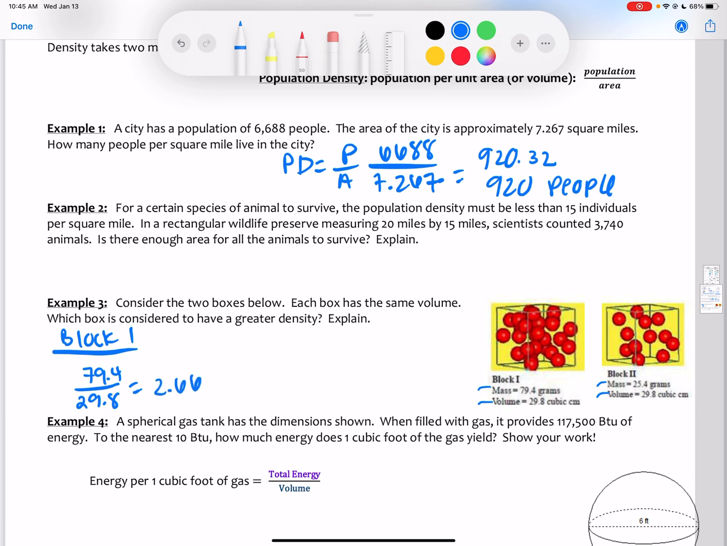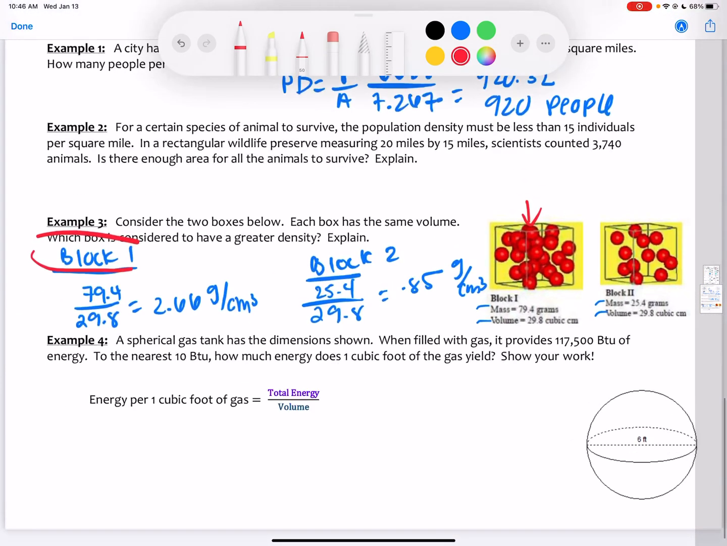And then think about what those units would be. So mass is measured in grams. Volume was measured in cubic centimeters. So grams per cubic centimeters. And then for block 2 is going to give you mass 25.4, volume of 29.8. So 25.4 divided by 29.8. It's going to give me 0.85 grams per cubic centimeters. So which one has a higher density? And that's going to be block 1. So go ahead and try example 4 as well. Just check your work on the key. Sometimes you may have to calculate the volume first before you can actually use the density formula. All right.